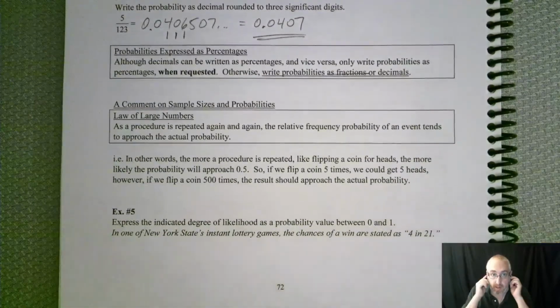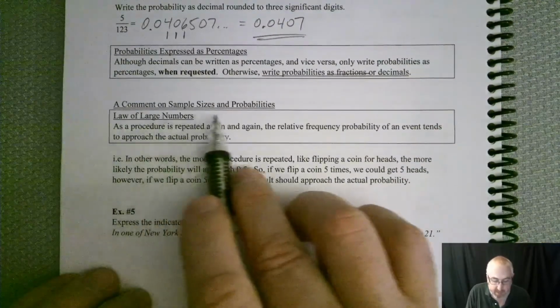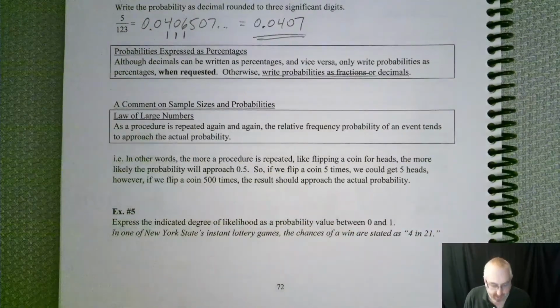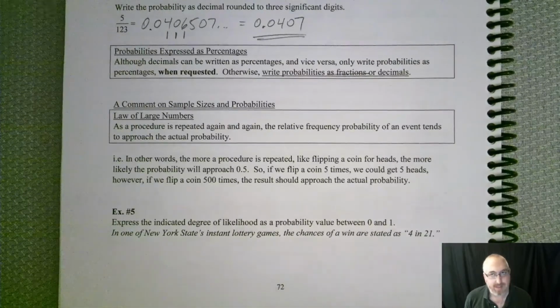Now, a comment on sample sizes and probability. The law of large numbers. As a procedure is repeated again and again, the relative frequency probability of an event tends to approach the actual probability. What on earth is that talking about? Okay, let's look at an example. Examples always make it easier.